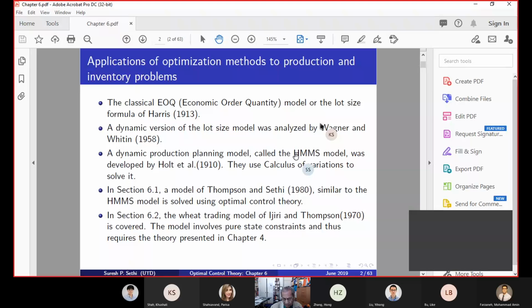And four people go by the name of Holt, Modigliani, Muth, and Simon. They worked on a production planning problem. It's called now the HMMS model.